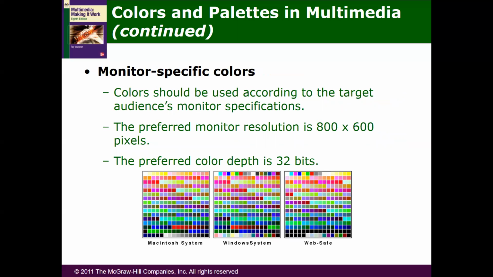Monitor specific colors. Colors should be used according to the target audience's monitor specification. The preferred monitor resolution is 800 by 600 pixels. The preferred color depth is 32-bit. So with monitor specific colors, our eyes' receptors are sensitive to red, green, and blue light. By adjusting the combination of the colors, our eyes and brain will interpolate the combination of these colors in between. Our eyes are sensitive to taking in direct green, direct red, and direct blue light.